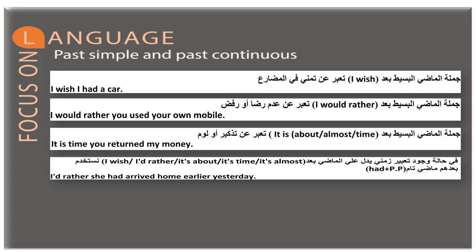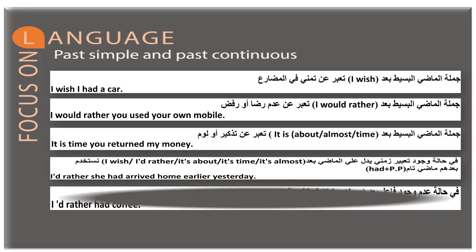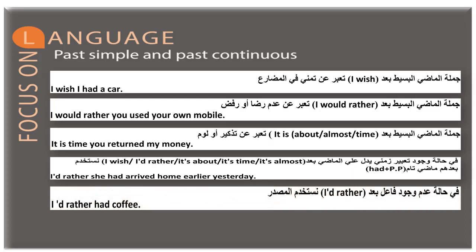طيب لو الشيء ده بقى اللي هو كان في الماضي أصلا, وقع في الماضي, فهنا بستخدم ال past perfect في الماضي تام, هو بيتكون من had plus past participle. For example, I'd rather she had arrived home earlier yesterday. يعني كنت أتمنى إن هي كانت رجعت البيت مبكرا بالأمس. في حالة عدم وجود فاعل بعد I'd rather نستخدم المصدر, فبقول I'd rather have here.